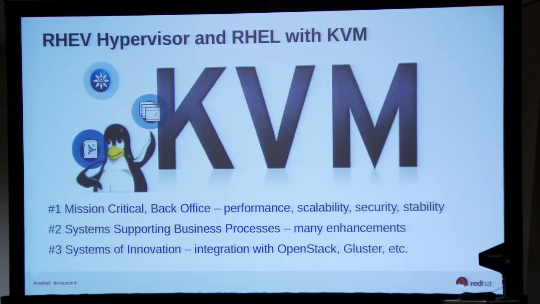So there's the KVM logo. We actually juggle these three components, like Lars talked about: mission critical, business processes, and systems of innovation. For mission critical, we have performance, scaling, rock solid security, and because we're part of RHEL, stability. Business processes is hardware abstraction and integration with the RHEV hypervisor manager. Systems of innovation is our integration with OpenStack and Gluster and products from Red Hat like that.